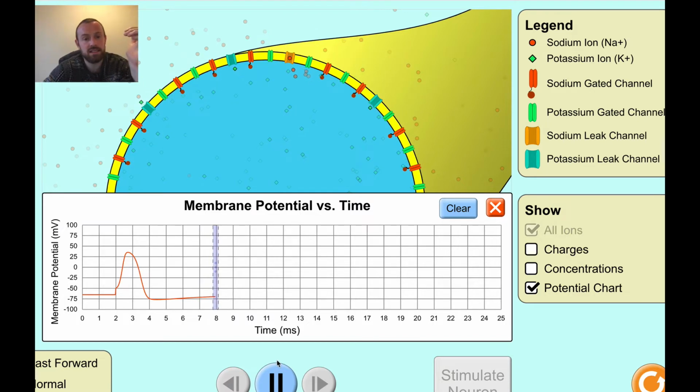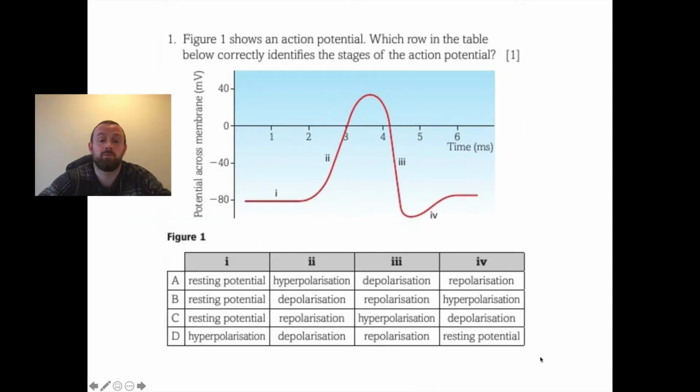Okay, so let's see if you can correctly identify those different terms. Here's a quick question for you. Here we go. Pause the video and see if you can do this one.